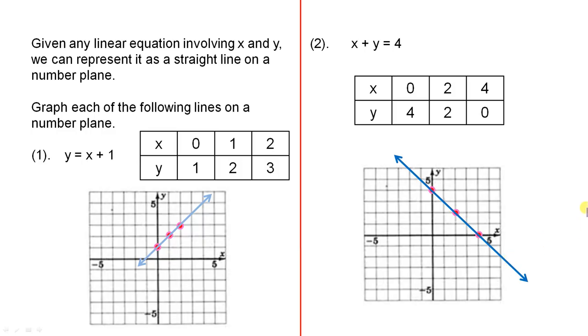So this has been a very straightforward video which has shown us that when you are given a simple equation and you want to plot the line on the number plane, all you do is draw a simple table, put some points on that table, then plot those points on the number plane and join them up. And that gives you your line. It's really that straightforward.